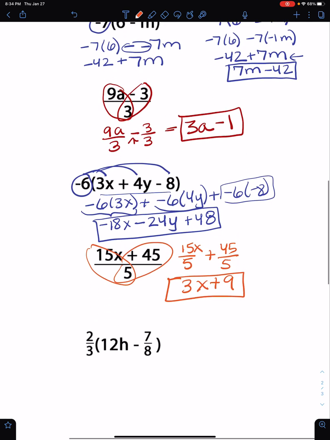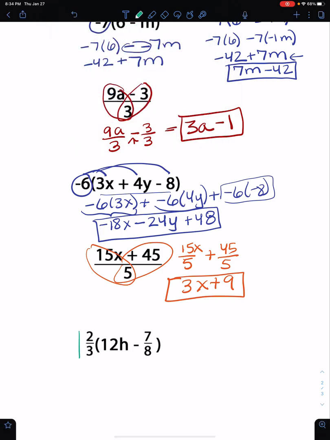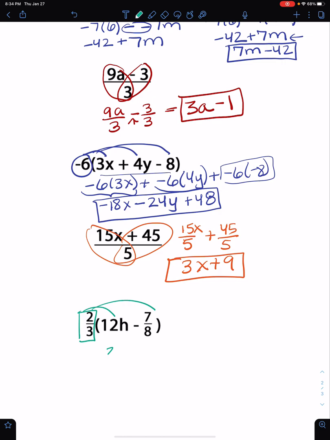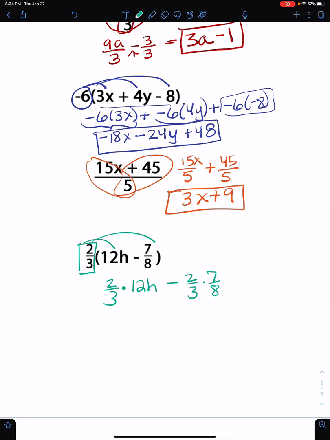And lastly, I have a fraction out here. But we're doing it the same way. We're still multiplying each term in parentheses by the fraction outside parentheses. So I have 2/3 times 12h minus 2/3 times 7/8. And you can use parentheses or dots, however you want to do it.